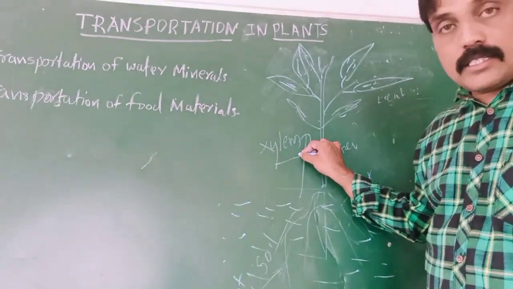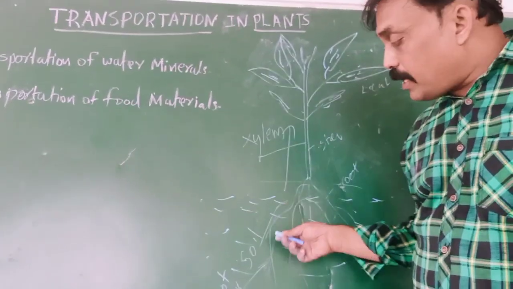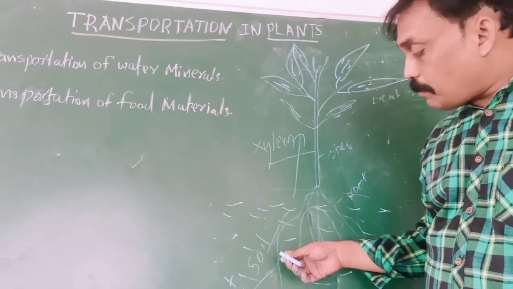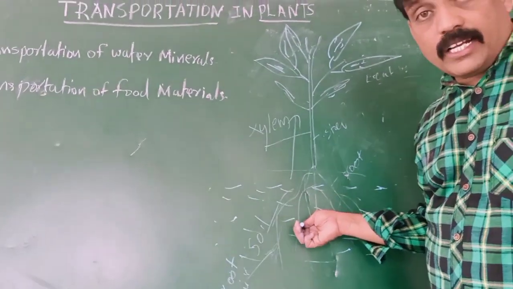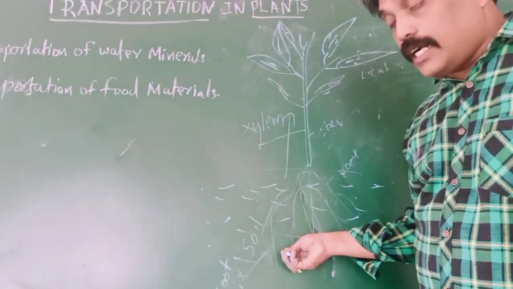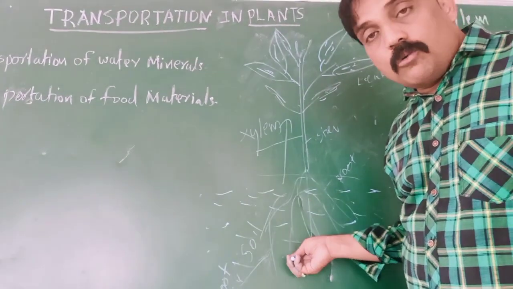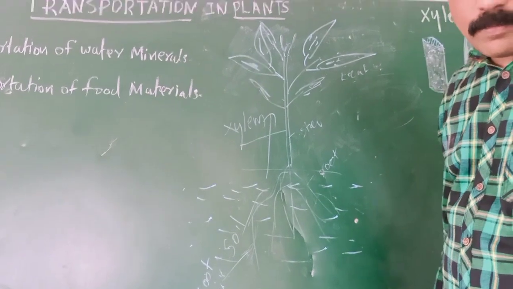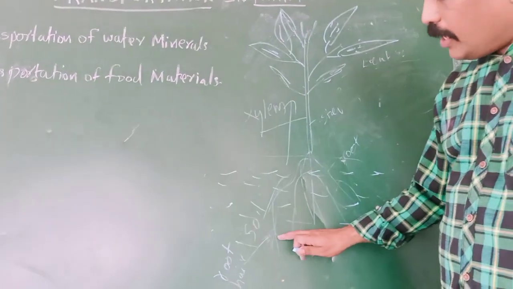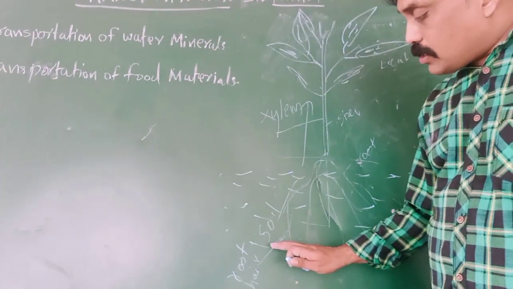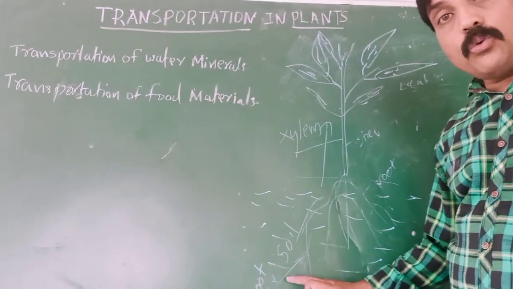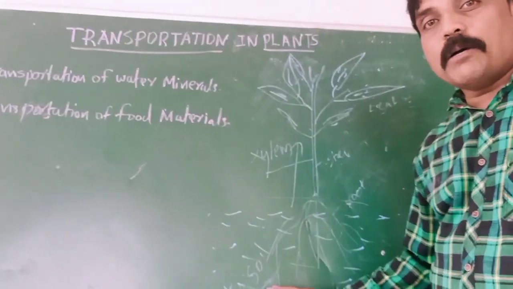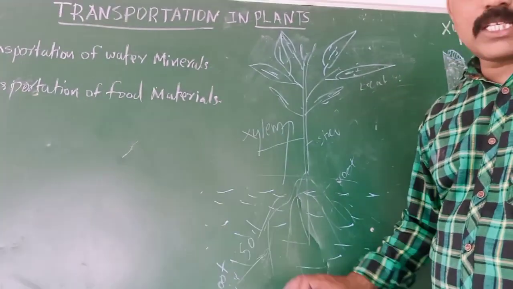It conducts, it supplies. What does it supply? Water. How does it supply? Unidirectionally. Unidirectional means single directional, which means it supplies water only from downward to upward. The root hair absorbs the water. How does it absorb the water? By the process of osmosis.